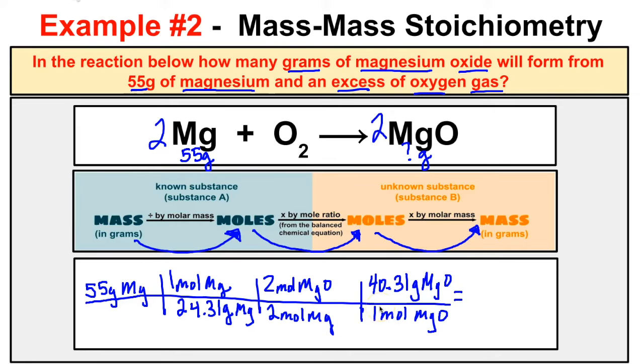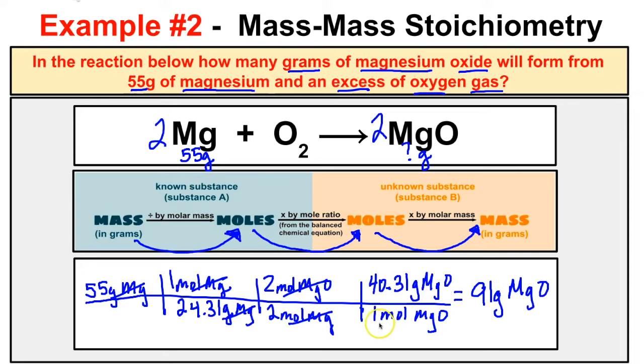So now that we've shown our work here, we can get our calculators out and plug it in. We have 55. We're going to divide this by 24.31. We're then going to multiply by 2 and divide by 2, which cancels out and essentially is 1. And then we're going to multiply by 40.31. And we should end up with a final answer, keeping in mind 2 significant figures must be used here. 91 grams of MgO. Take a look. Grams of magnesium on top and bottom cancel. Moles of magnesium on top and bottom cancel.